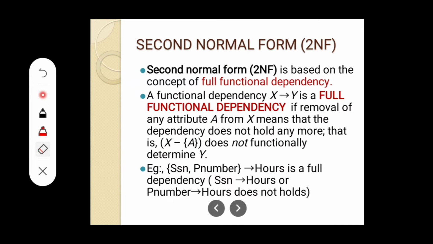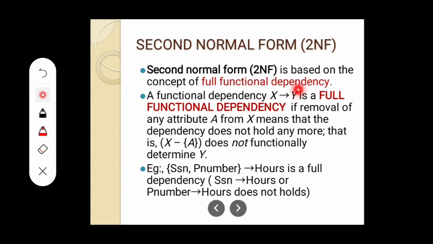Before going into the conditions of second normal form, let us see the concept of full functional dependency and partial functional dependency. The second normal form is based on the concept of full functional dependency. So what do we mean by a full functional dependency? A functional dependency X determines Y is a full functional dependency if removal of any attribute A from X means that the dependency does not hold anymore.